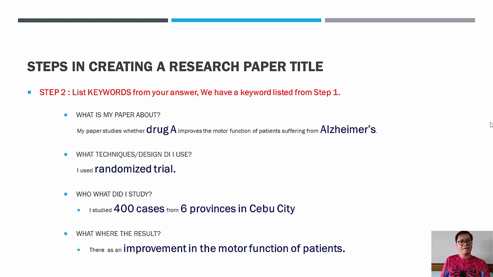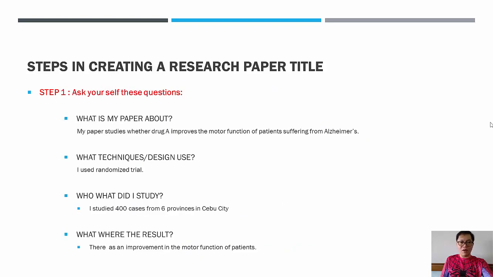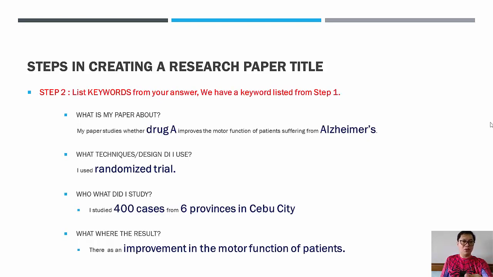Okay? So, step two. So, you're going to list keywords from your answer. So, we have a keyword listed from step one. Daanan na siya, based from your question. So, based from my question one, na kay keyword na drug A and Alzheimer's. Based from question 2, you have a keyword randomized trial. Based from question number 3, you have 400 cases and 6 provinces in Cebu City. And lastly, on the last question, you have improvement in the motor function of the patient. That is step number 2. Step number 1, ask question, answer the question. Step number 2, it's provide a keyword based from your answered questions.